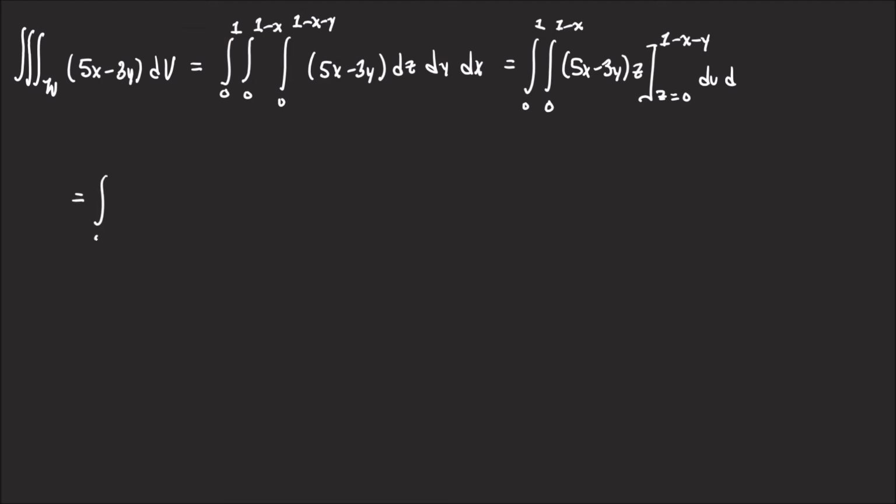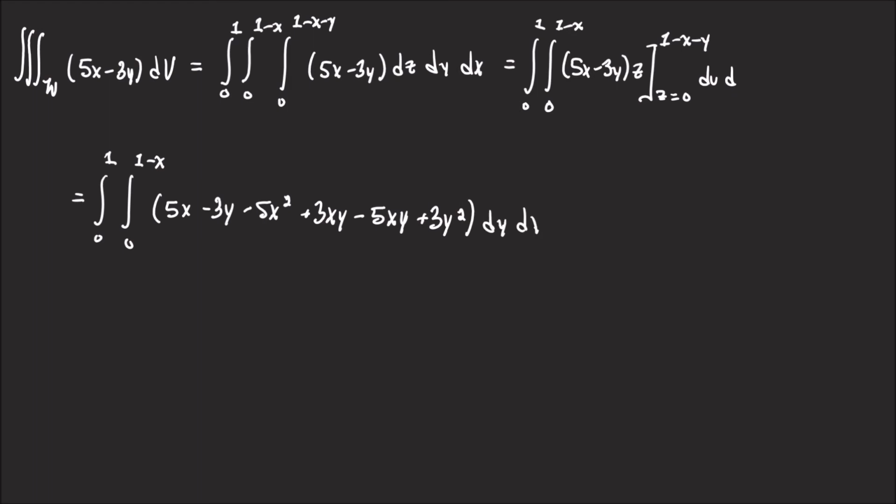So we get 0 to 1, 0 to 1 minus x of 5x minus 3y times that 1 minus x minus y, which, when we simplify it, should give us 5x minus 3y minus 5x squared plus 3xy minus 5xy plus 3y squared dy dx.